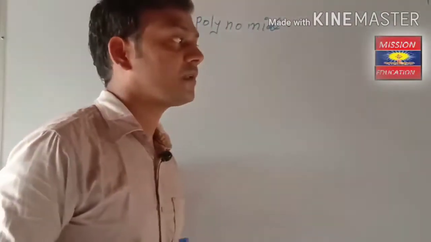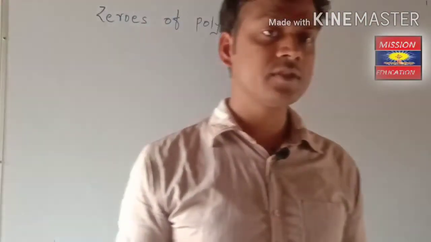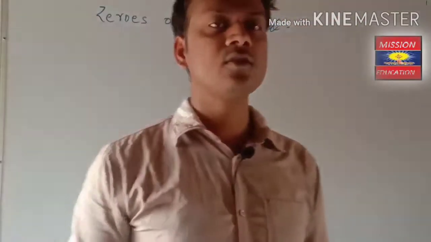Zeros of a polynomial means the values which satisfy the given equation. For example, we can take any example and put the value of the variable in the given equation. If the equation becomes 0, then that value is a zero of the polynomial.